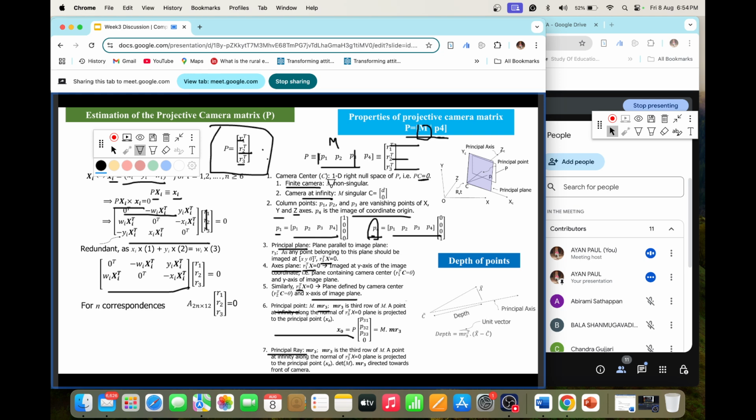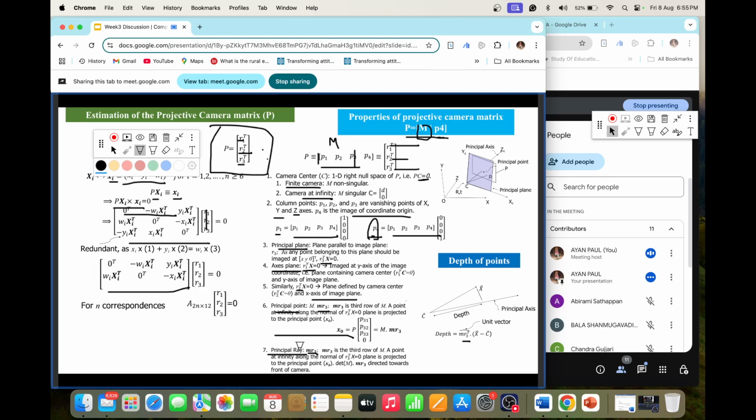Now regarding the depth of a point, how can it be found out? The depth of a point can be found out by MR3T into (x minus C tilde). What is x? x is your real coordinate. C tilde is your camera center. So the difference between these is taken along the direction of your principal ray. What is the direction of the principal ray? MR3T is the direction of your principal ray. MR3 is the third row of the M matrix, and R3T is this.